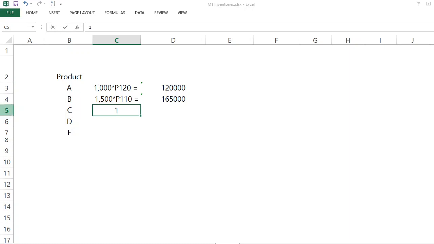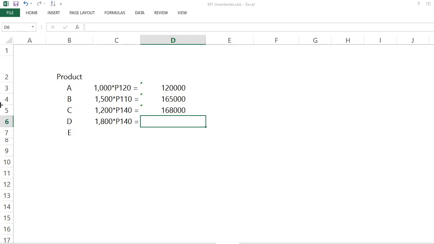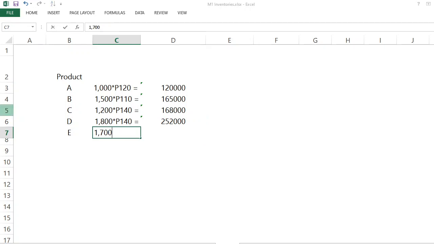Item C, we have 1,200 units, cost of 150 each, and our NRV is 170 minus 30, which is the lower amount. And we're going to have 140. 140 times 1,200, and that would be 168,000. D, we have 18 units, 140 cost, and your NRV is 190 minus 30, that's a 160. We'll follow the 140 cost since it's the lower amount. And that would be 252. Lastly, item E, we have 17 units, 130 of cost, and 160 of NRV. Then we'll follow the 130 lower amount. We have 221,000.